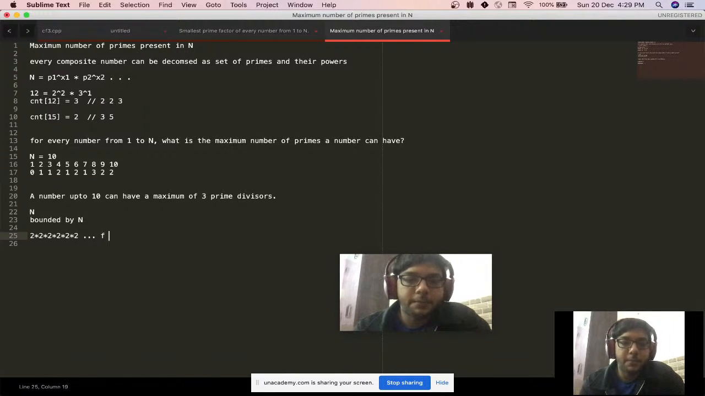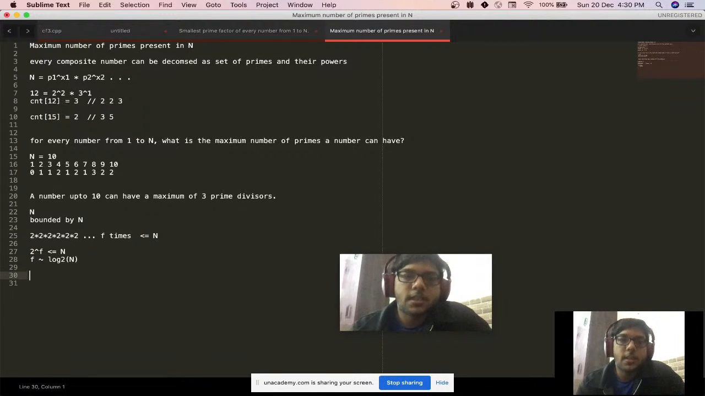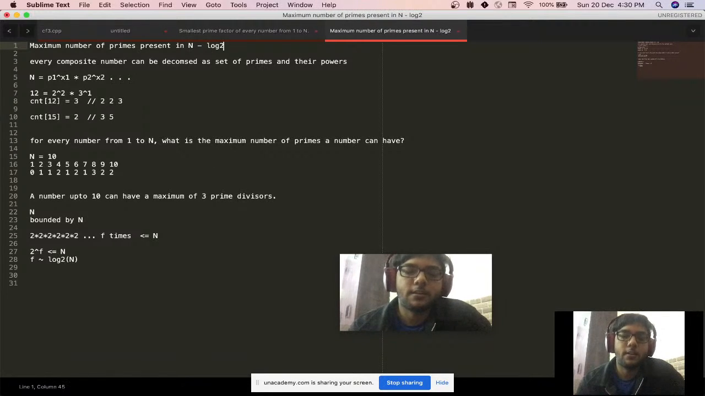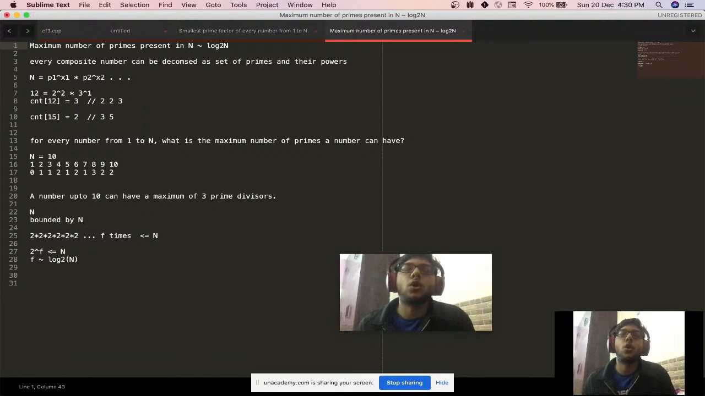Let's say f times, such that this is still less than or equal to n, because we are bounded by n. So this is simply 2 to the power f, which should be less than or equal to n. So f is around log n, log of n with base 2. So this is the answer. The maximum number of primes present in n is around log of n, plus minus 1, which we don't care about.